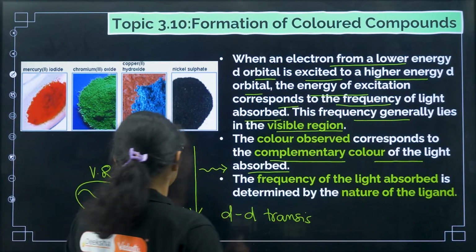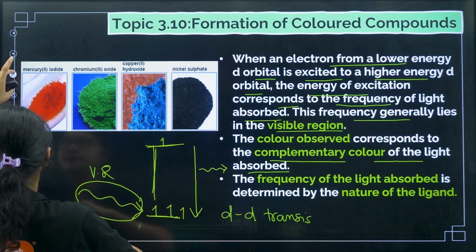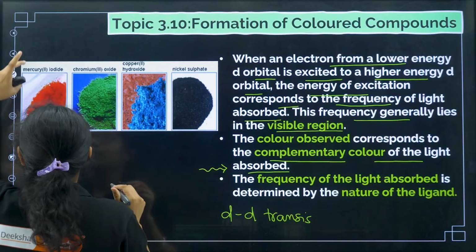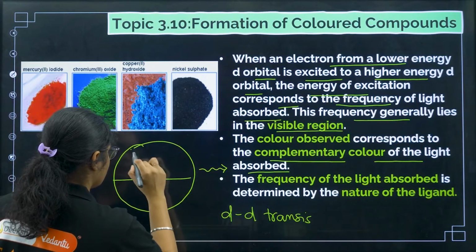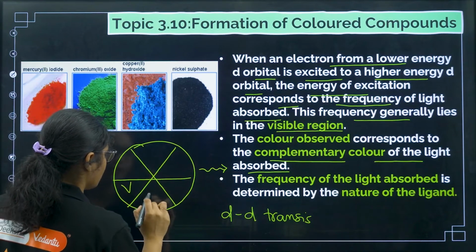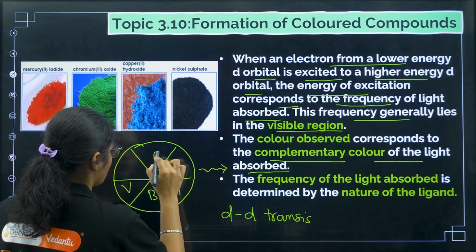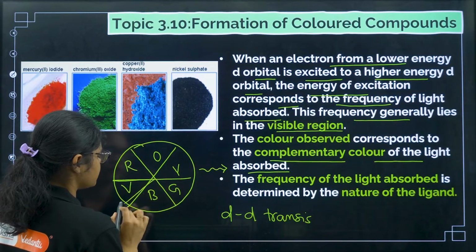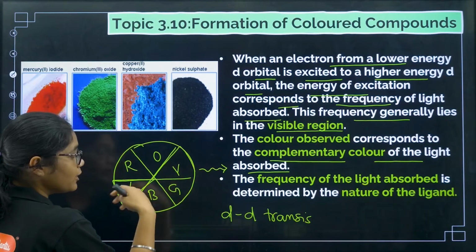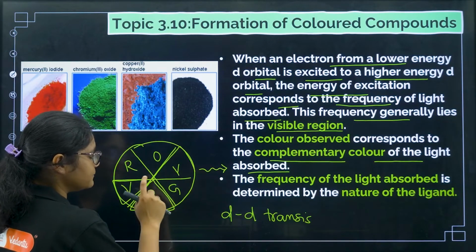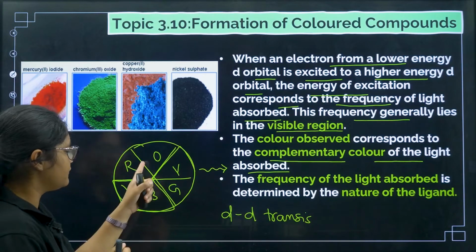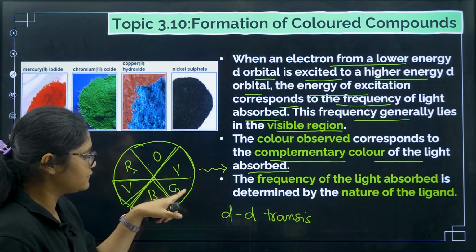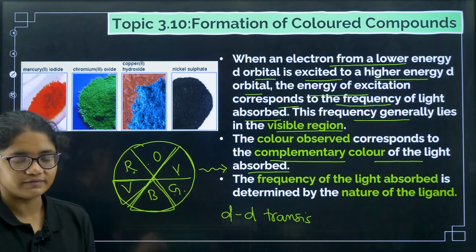Now what is that? Suppose, if you know the complementary color theory, we have it like this: 6 boxes, V, B, G, Y, O and R, okay. If the color absorbed is violet, it will be visible as yellow. If the light absorbed is blue, it will be visible as orange. If the metal is absorbing green, it will be visible as red. If the metal is absorbing red, it will be visible as green. So complementary colors are visible here, okay.